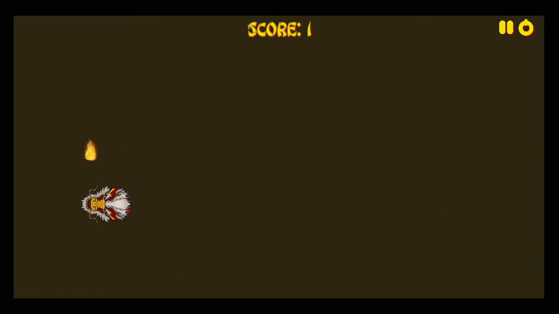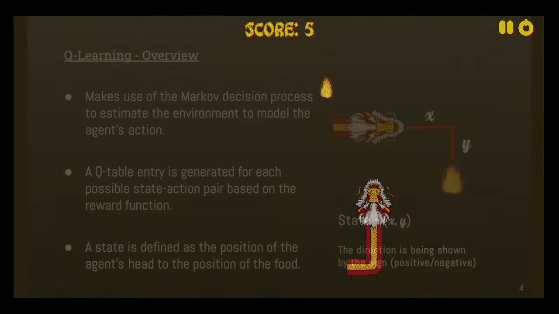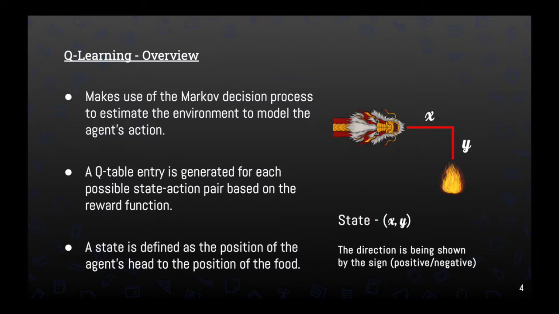This can be improved with a method where the agent learns from its actions, and such is the case for reinforcement learning. The first reinforcement algorithm that was taken into consideration was the Q-Learning algorithm that was developed by Watkins in 1989. This algorithm makes use of the Markov decision process to estimate the environment and make use of that estimation to model the agent's action. Q-Learning makes use of a Q-table in which each possible state action is stored based on the reward function. A reward is defined as the goal of the agent. Doing a positive action will result in a positive reward, while on the other hand, doing a negative action will result in a negative reward. The agent is to always choose the action that will maximize the reward obtained.